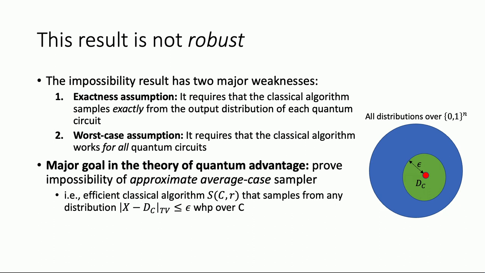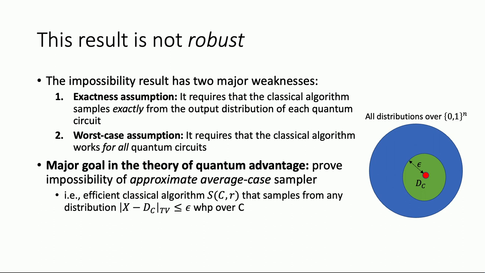Yeah? Okay, great. So what we'd really want to prove is that there's no classical approximate average case sampler that does the following. It takes as input, again, two things, a circuit and random coin tosses, and samples from any distribution X that's close in TVD to this circuit. Okay, but with high probability. So in other words, these average case statements always have the form of like there's a good day and a bad day, right?